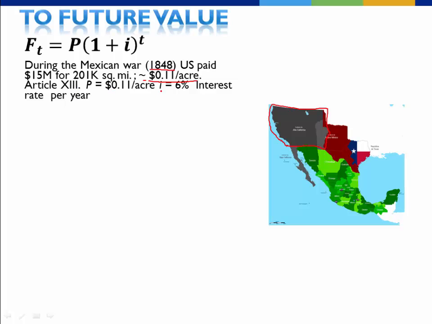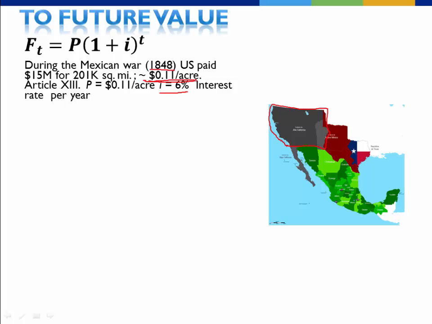So 15 millions for about 201 square miles. So let's consider a 6% discount rate. Is paying 11 cents per acre too much or too few? So in this case, what we really want to know is what is the value of 11 cents in present dollars?